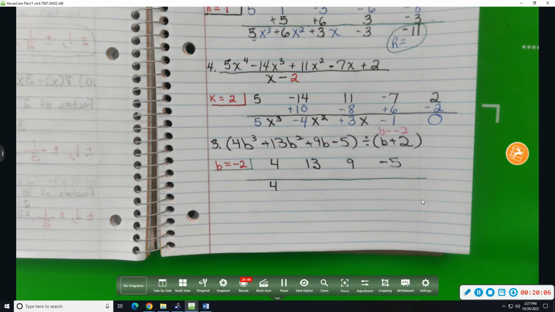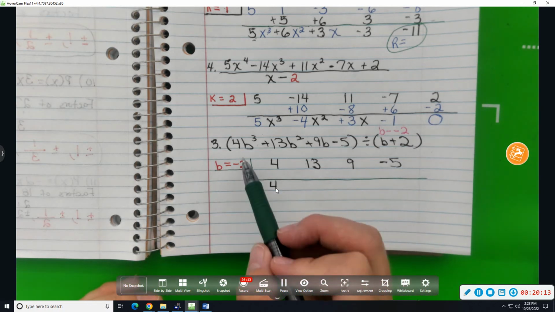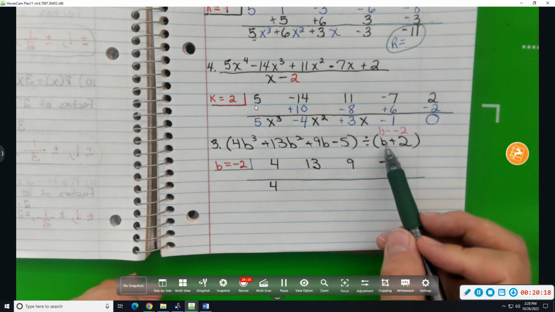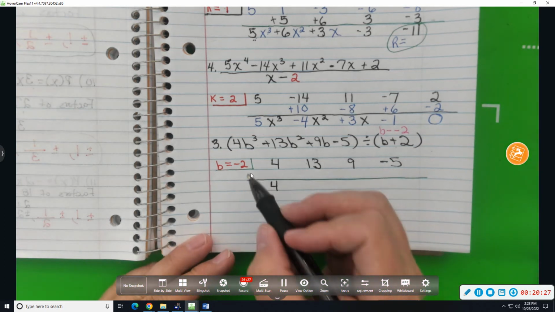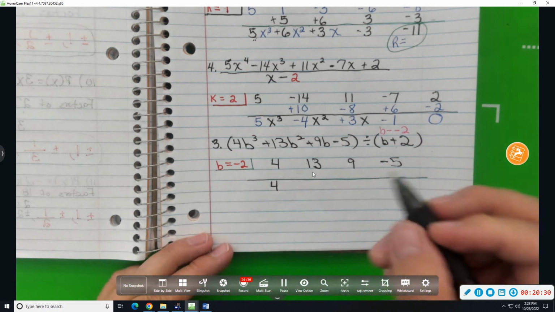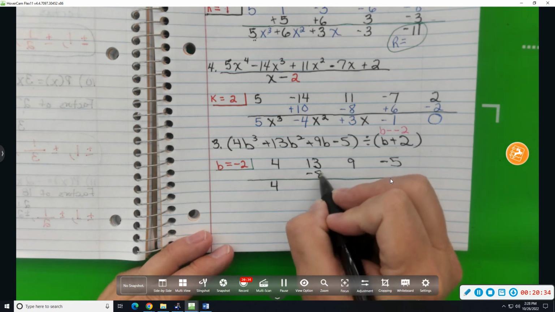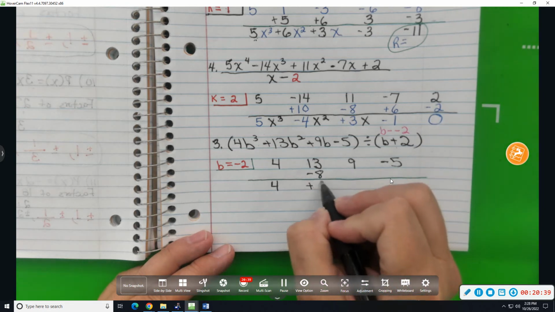And you've made a good point that the leading coefficient of the quotient will always be the same number you start off with, because when using synthetic division, you're just dividing by that variable there. You're not dividing by a 3b or something. So we take the positive 4 times negative 2. That gives me a negative 8. 13 minus 8 gives me a positive 5.